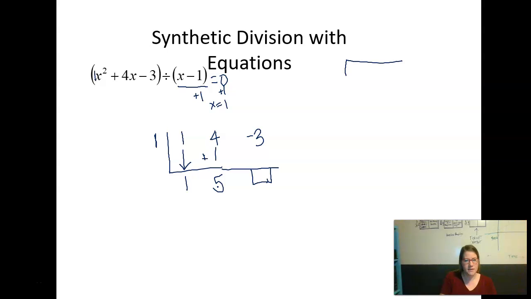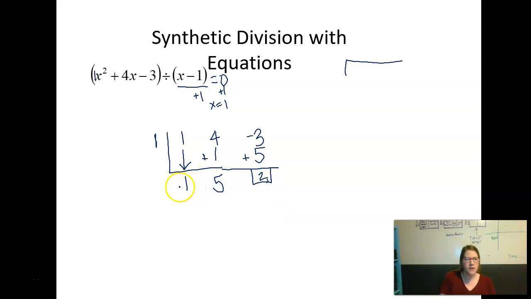And then I do the same process again. I look at my 0 and I multiply it by the number that I just got when I summed that column. 1 times 5 is 5. And then I sum this column. So I'm going to add negative 3 plus 5, which is equal to 2. So now I'm done. I have my remainder in the box here. I know it's 2. Now I need to write down the answer.